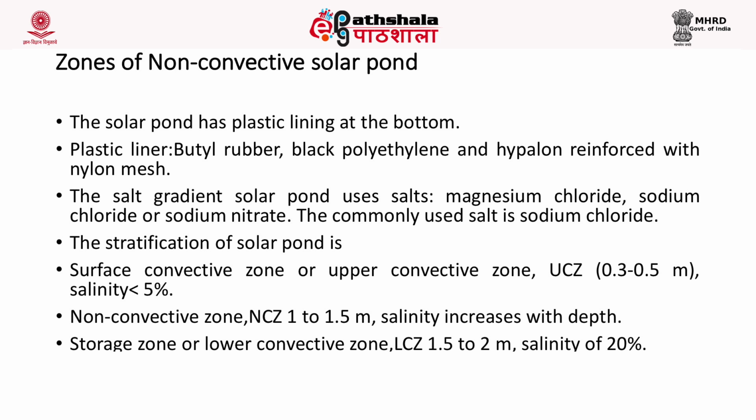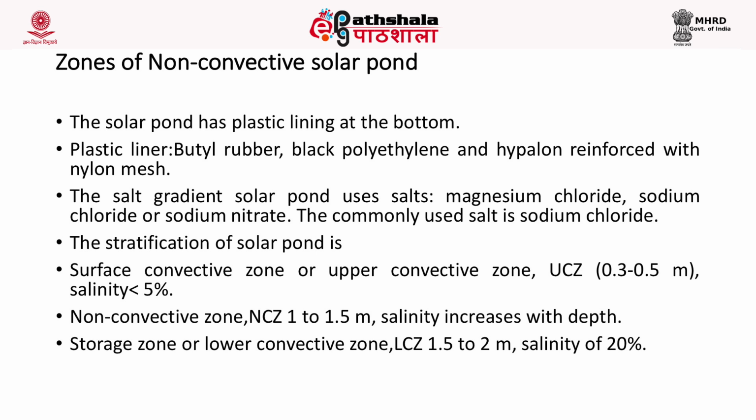The salt gradient solar pond uses salts like magnesium chloride, sodium chloride or sodium nitrate. The most commonly used salt is sodium chloride because of the earlier characteristics which make it more suitable for this use. The stratification of the non-convective solar pond is divided into 3 zones. One is the surface convective zone, also known as the upper convective zone, abbreviated as UCZ. Then the non-convective zone, that is NCZ, and the storage zone or the lower convective zone, that is LCZ.